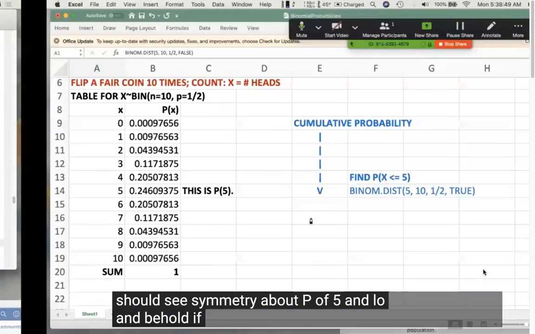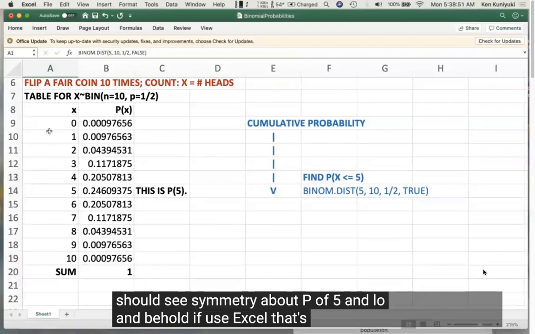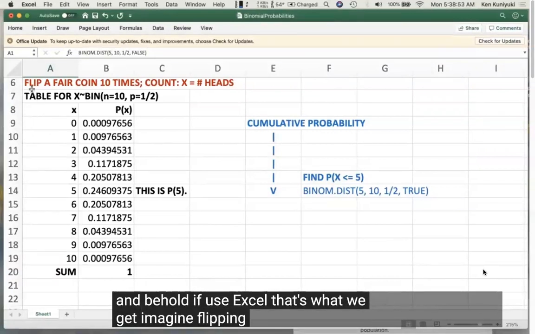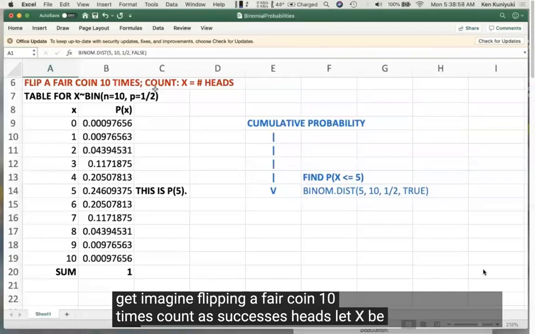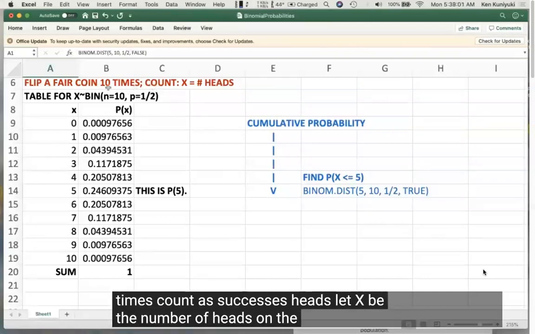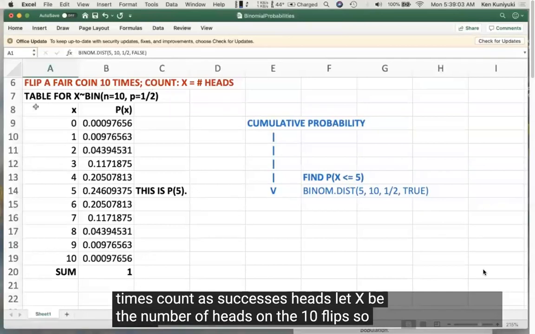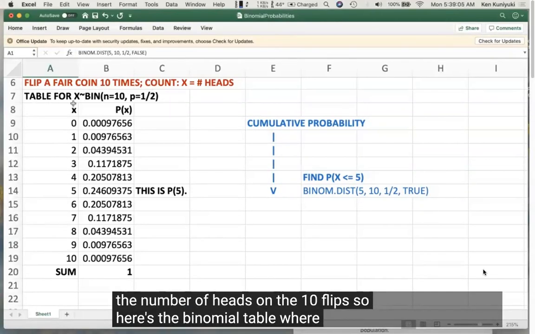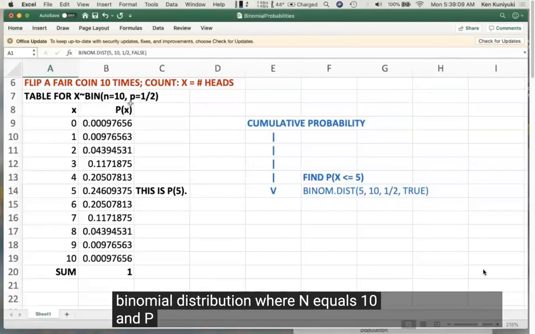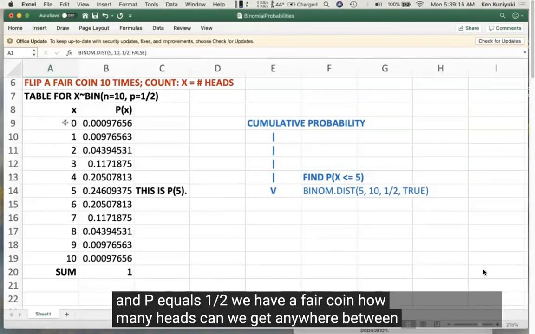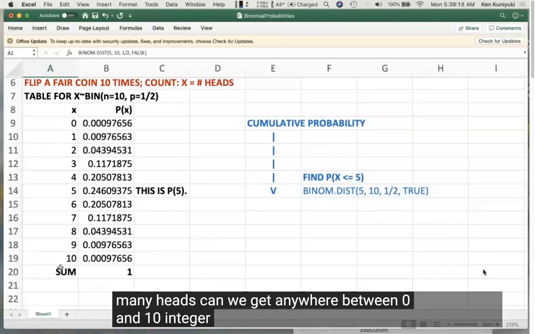And lo and behold, if you use Excel, that's what we get. Imagine flipping a fair coin 10 times, counting heads as successes. Let X be the number of heads on the 10 flips. So here's the binomial table, where X has a binomial distribution, where n equals 10 and p equals 1/2. We have a fair coin. How many heads can we get? Anywhere between 0 and 10, integer.